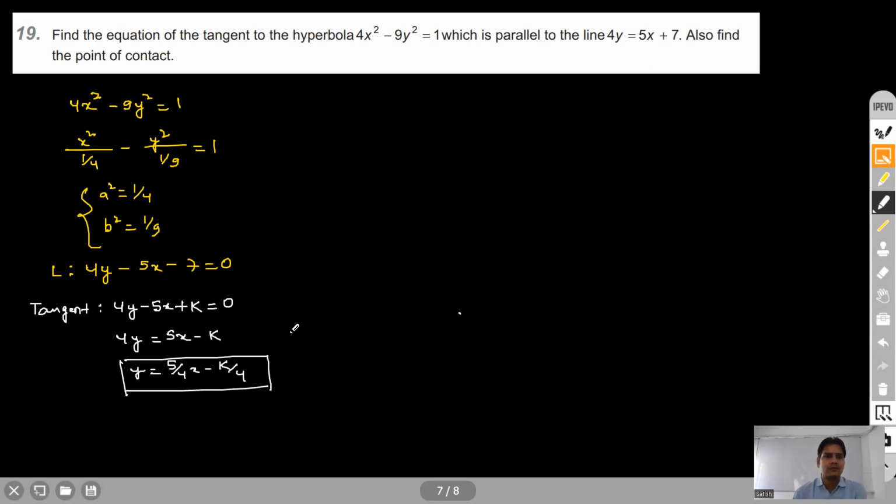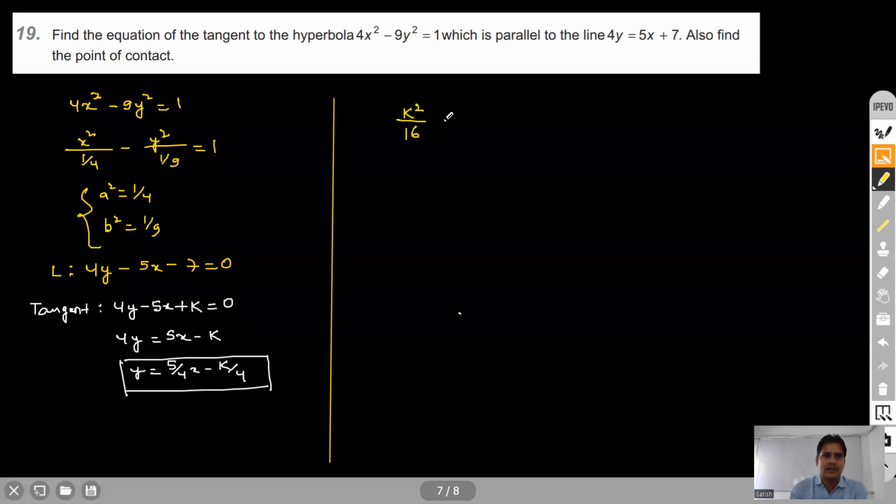So we will apply the condition c² = a²m² - b² here also. Applying that condition of tangency, we will have k²/16 = c² = a²m² - b². a² is 1/4. m² - what is m²? What is the slope of this line? 5/4. So this will be 5/4 whole squared, minus b², that is 1/9. I hope it is clear to all.